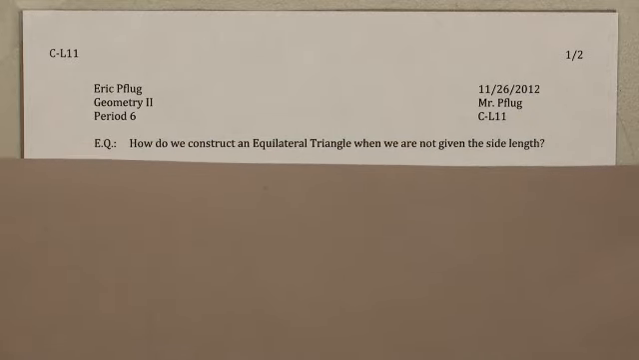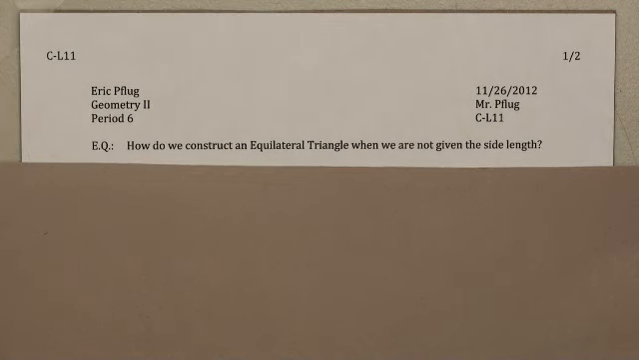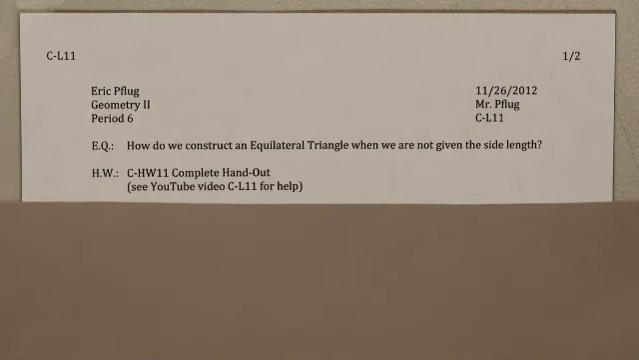Alright, this is lesson C-L11. It's our 11th construction. So put your heading. The EQ is how do we construct an equilateral triangle when we are not given the side length.